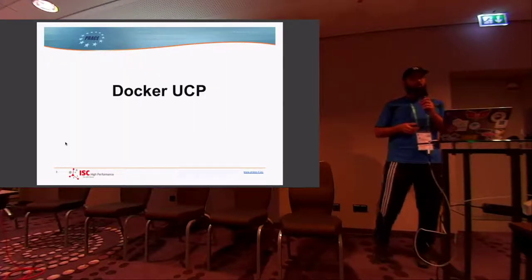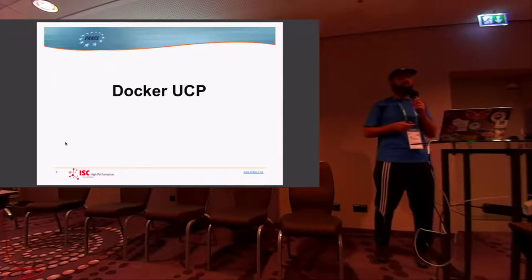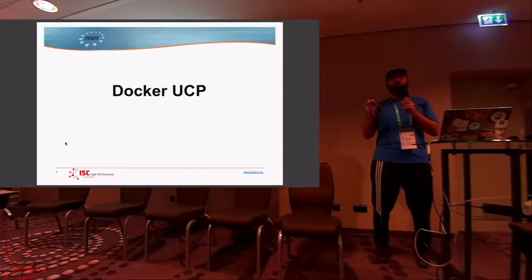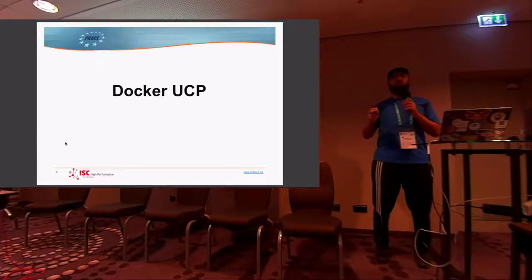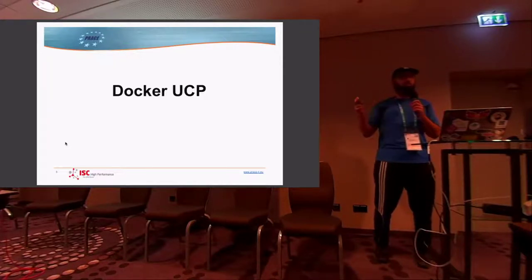Swarm is a good orchestrator if you want to do something where you don't really need to install Kubernetes, because it comes together with the Docker engine. You don't need to install anything else. You just need to run Docker in Swarm mode.